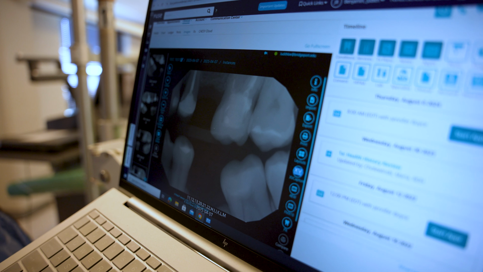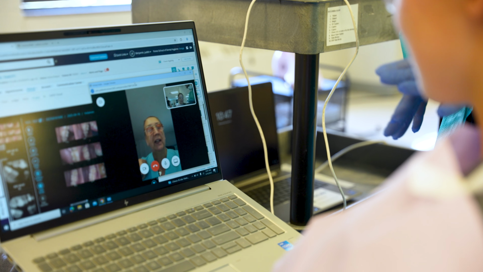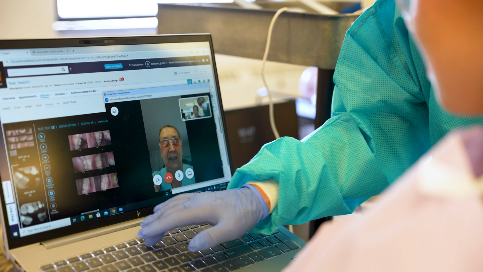It also allows us to facilitate the teledentistry rotation, which allows us to treat patients off-site because we have this equipment that is found in every office that's out there. So it makes them more comfortable with utilizing it when they get out there.